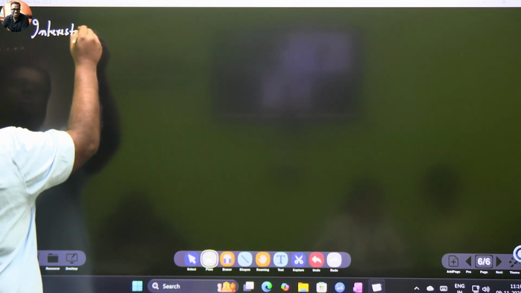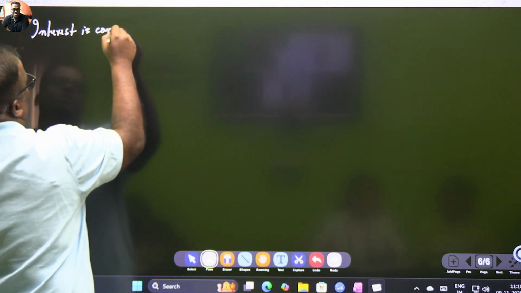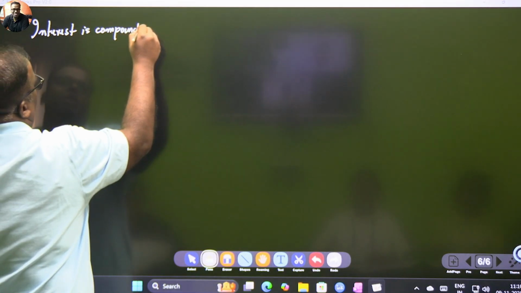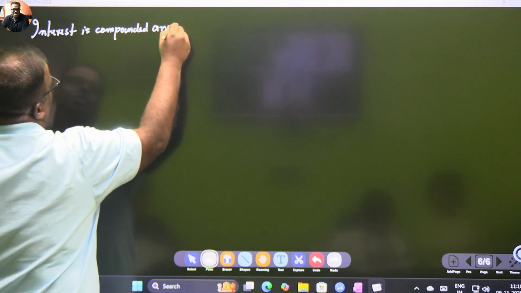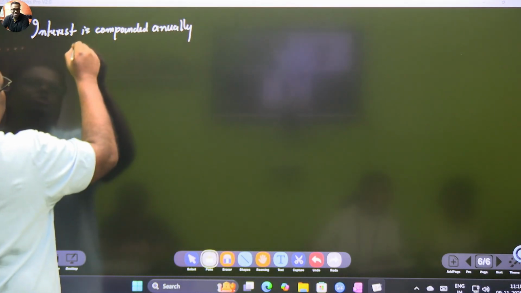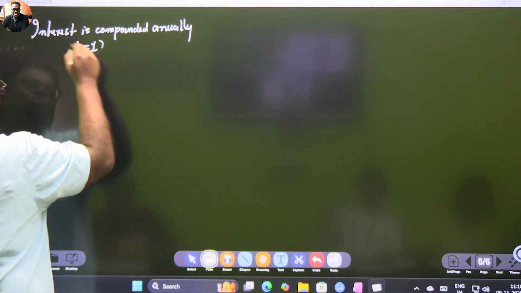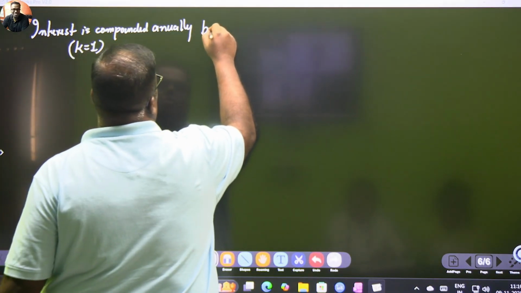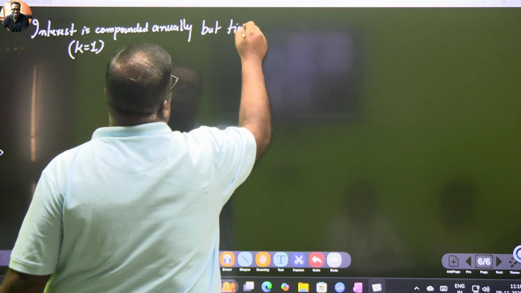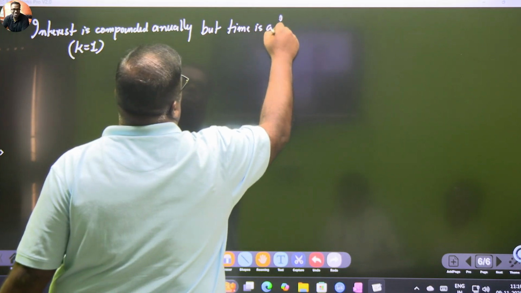So the first type of problem that we see is interest is compounded annually. Interest is compounded annually means what? K's value is equal to 1. You need not bother about that. The interest is compounded annually, but time is a fraction.